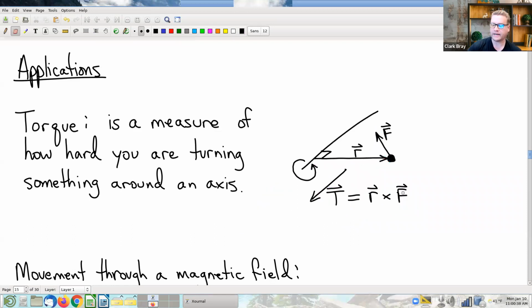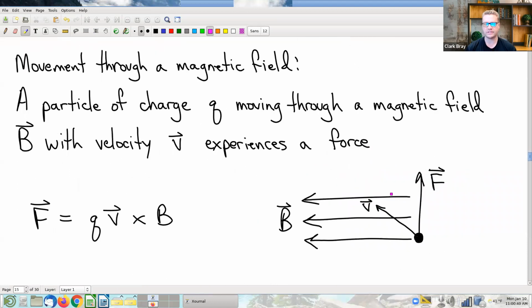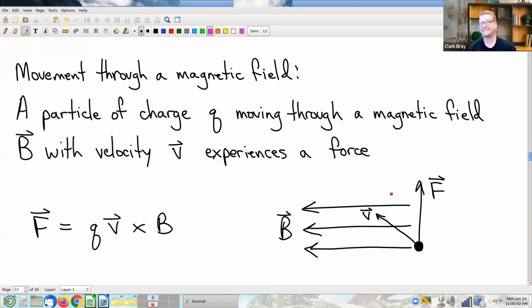And I'll point out another application. This is, arguably anyway, something I see as being really more important. Cross products are how you compute forces of charged particles moving through magnetic fields. So if you're a physics major or an electrical engineering major, if you're going to be dealing with electric fields and magnetic fields, anything with E and M, this is a pretty big fact.